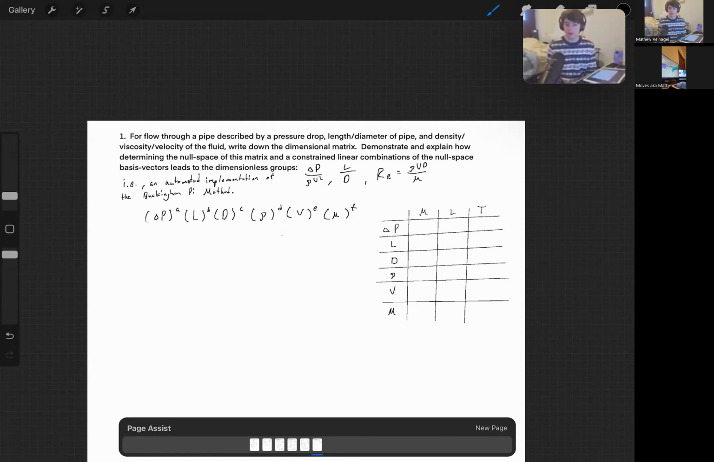Good morning, guys. In this video, we are going to be doing a dimensional analysis of a pipe. Specifically, we're going to be making a dimensional matrix. And what we're going to do is say that if you had a null basis vector, or if you just had inserted any value into this system, you would be able to determine what dimensionless properties you have in your system. For example, you may have a Reynolds number, you may have length over diameter.